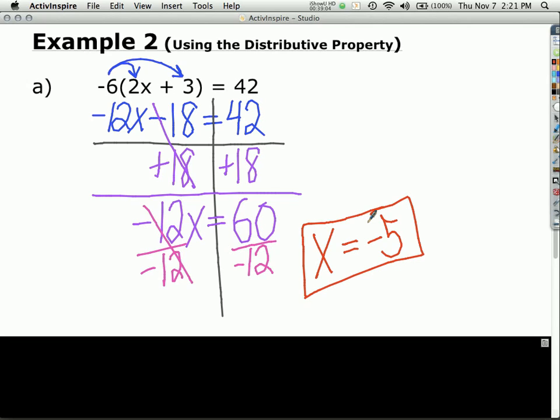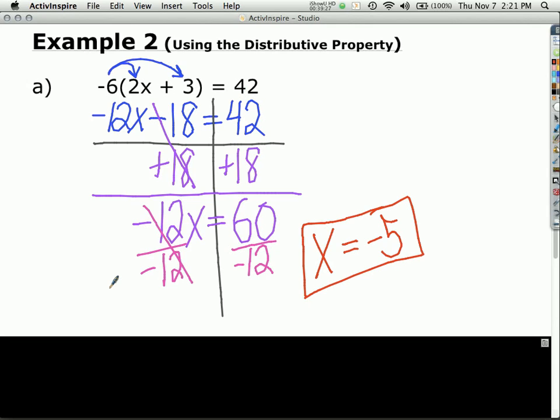So now, before I really just move on to the next question, I want to check. And with distributive property, it's actually even easier to check your answer. Plug in a -5 right here. 2 times -5 is -10. -10 plus 3 is -7. -7 times -6 is 42. So I know, I don't just think, I know I have the correct solution.